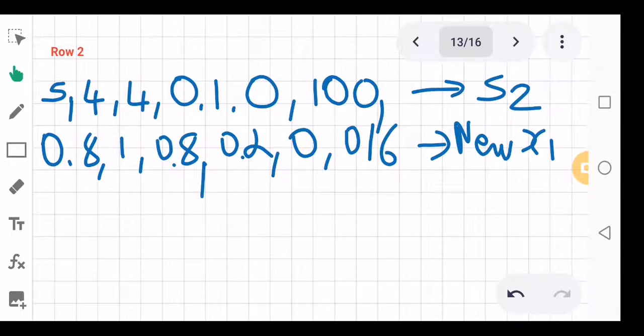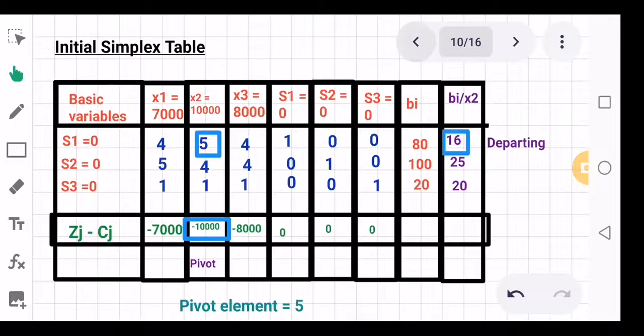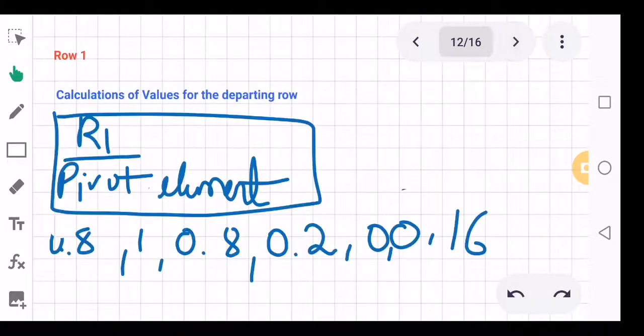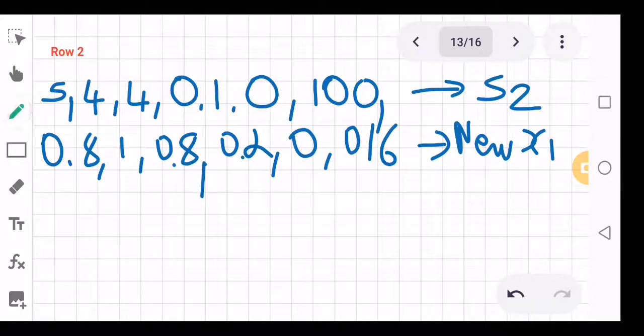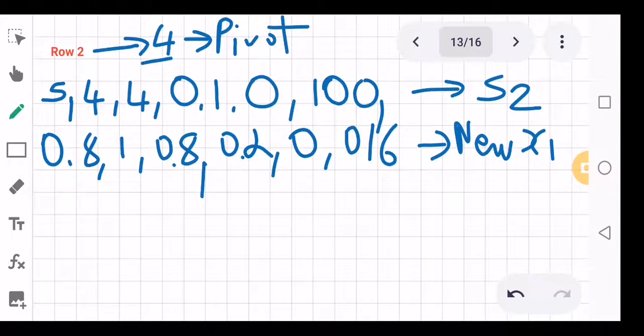Now, let us again go to our table number 1, that is our initial simplex table. In this particular row, which element forms part of the pivot column? The element forming part of the pivot column is 4. So this 4 we need to note down. This is the element forming part of the pivot column.